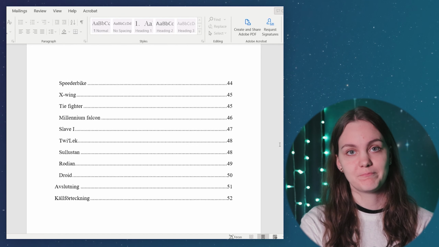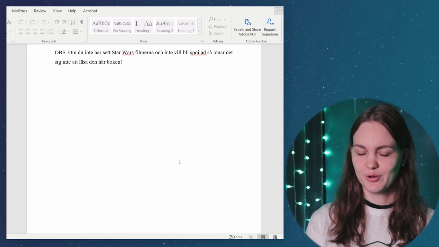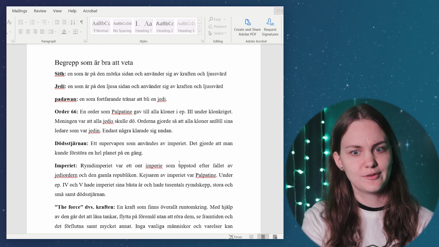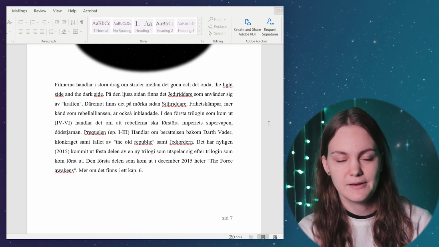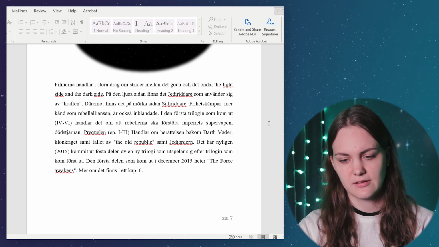52 pages. If you haven't seen the Star Wars films and you don't want to get spoiled, then don't read this book. Thank you for the warning. And then we have words that are good to know, like Sith and Jedi, Padawan, Order 66. I mean, it's sort of weird because it's written in Swedish, but then there's a bunch of English words in there because they're Star Wars words.